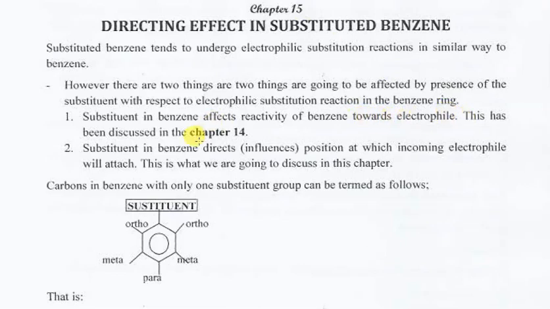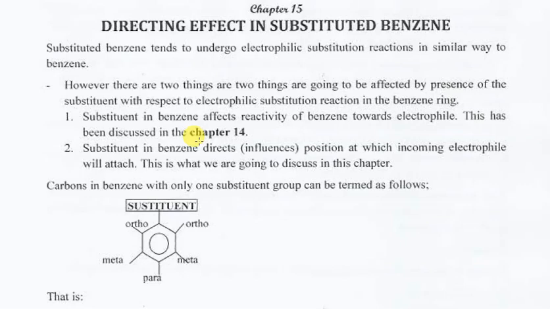This has been discussed before kwamba kwenye substituent group, wale group wanaweza wakasababisha either benzene iwe more reactive au less reactive, kama ambavyo tumesha discuss. Benzene ikiwa more reactive, that means itakuwa ina react haraka towards electrophile, na ikiwa less reactive ita react polepole towards electrophile. Hiyo ni effect ya kwanza ya nani? Yao directing substituents au group ambao watajiattach kwenye benzene.